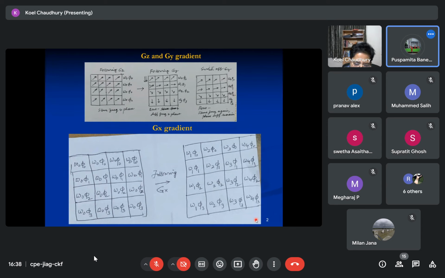What is the unique thing you are noticing here? Phase is not changed. Phase remains the same as what you had after phase encoding. What has changed is your frequency. What do you find here? Can anybody tell me an observation? Phase is the same along the x-axis. Yes, phase has not changed. When you give GX, only frequency has changed.